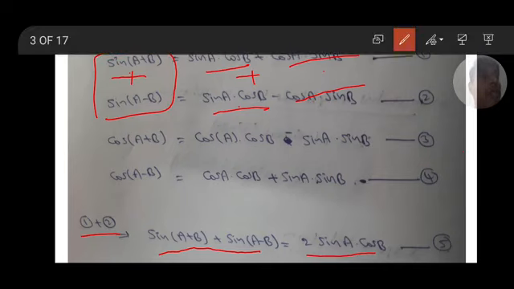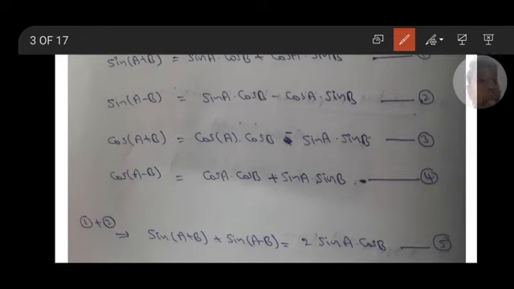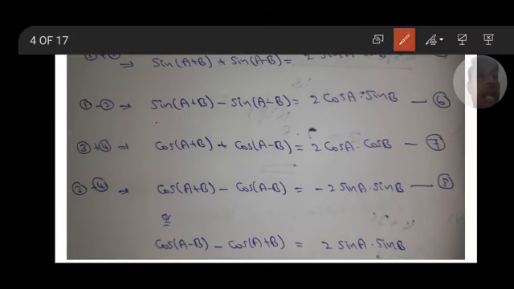Next, if you take subtraction, 1 minus 2, sin of a plus b minus sin of a minus b, then what will happen? Minus becomes plus. The two terms sin a cos b minus sin a cos b cancel out. Cos a sin b plus cos a sin b means 2 cos a sin b. That is another formula: sin of a plus b minus sin of a minus b equals 2 cos a sin b. Okay.